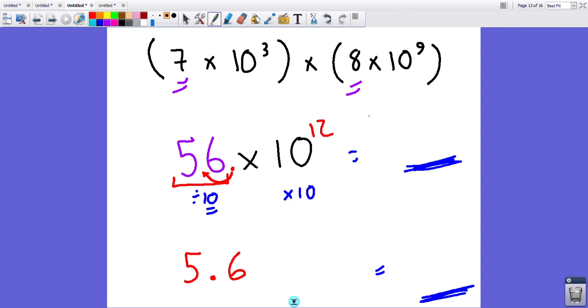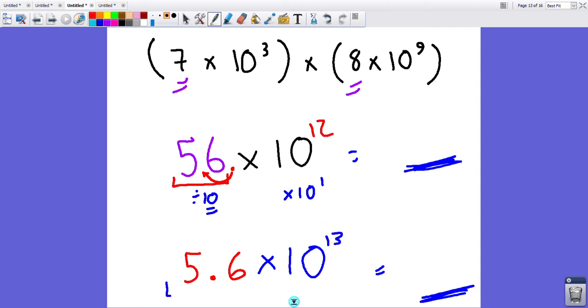Now, if you're looking at this and you're saying, okay, what's 10 to the power of 12 times by 10? If that confuses you, you just think about 10 as 10 to the power of 1. And then it actually becomes quite obvious what the answer is, because we just add together the powers. So we have 10 to the power of 12 plus 1, so 10 to the power of 13.